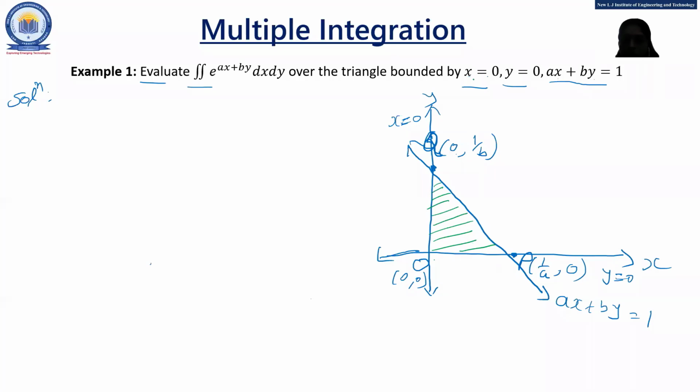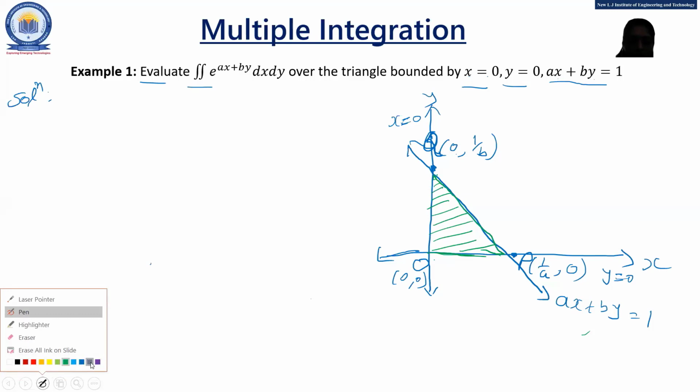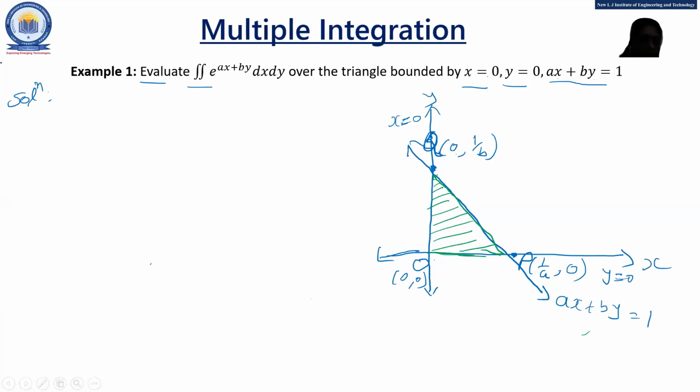See, the region is bounded by x equal to 0. x equal to 0 means this y-axis, right? y equal to 0 means this x-axis. And ax plus by means this line. So my region is bounded by this triangle. So let's start writing the answer. That is the first step.